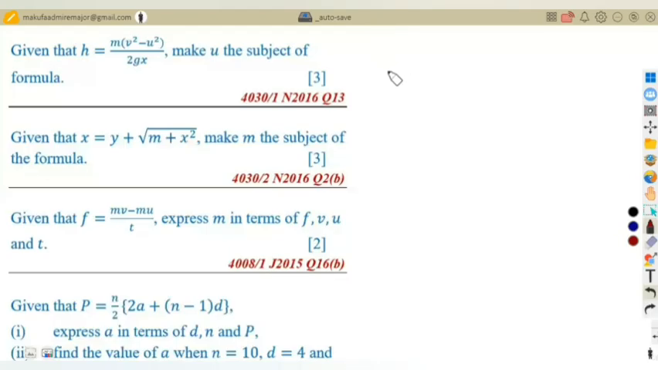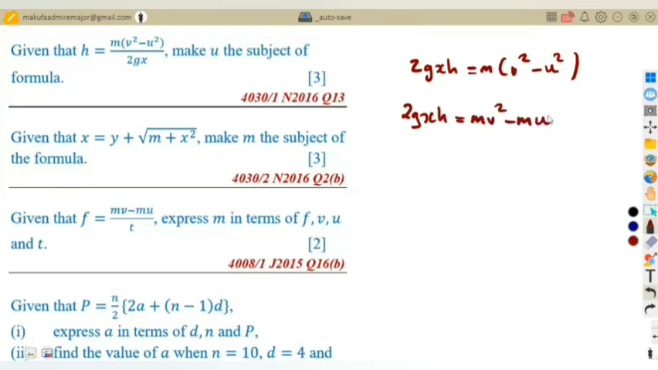Like I said here, I want us to have this separate. We had a condition where we were given 2gxh equal to m into v squared minus u squared. This is what we had. And I was saying, instead, we could have expanded the brackets instead of dividing. So we're going to obtain 2gxh, which is equal to mv squared minus mu squared.